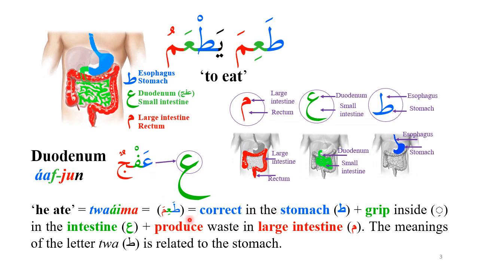So the meaning of twaáima, if you look at the single letter meaning, it means to correct in the stomach, twa, and ain we know has a meaning of grip, and it takes the food inside, right, which is shown by the kasra, and then produces in the large intestine. Meme also has a meaning of producing something. So all this meaning of the twa is related to the stomach.